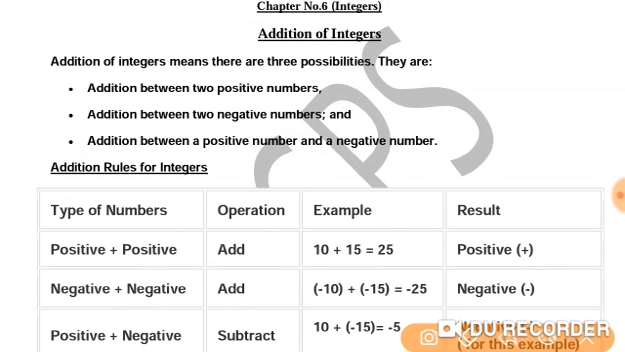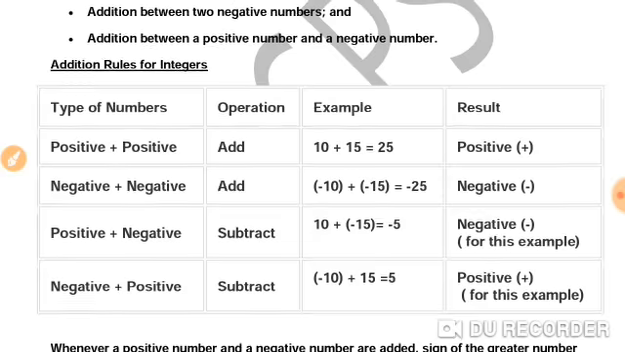Addition of integers means there are three possibilities. The first one is addition between two positive numbers, then addition between two negative numbers, and addition between a positive number and a negative number. Let us see what the addition rules for integers are.